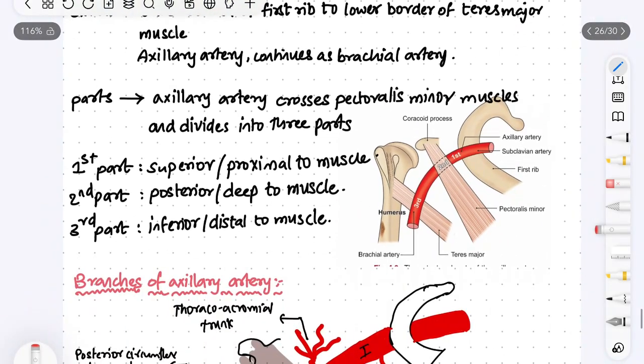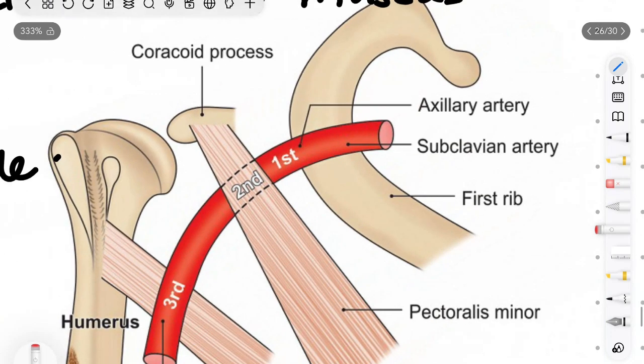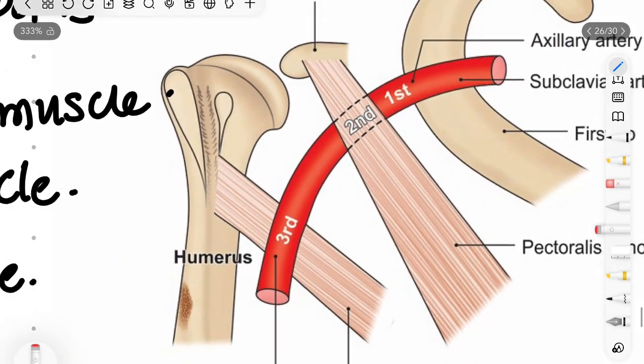Pectoralis minor is the main muscle which divides the axillary artery into three parts. So the first part is superior or proximal to the muscle, this one. Next, the second part is posterior or deep to muscle, this one. And the third part is inferior or distal to muscle, this one. So these are the three main parts of axillary artery. Now, each part gives its branches. There are some branches coming out of the first part, some branches coming out of the second part, as well as some branches coming out from the third part.